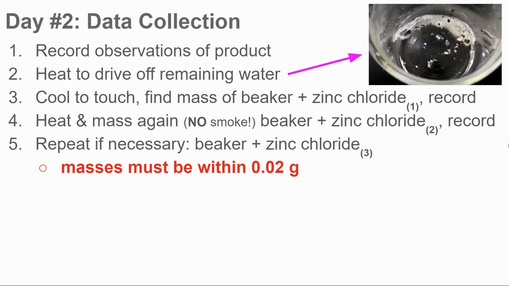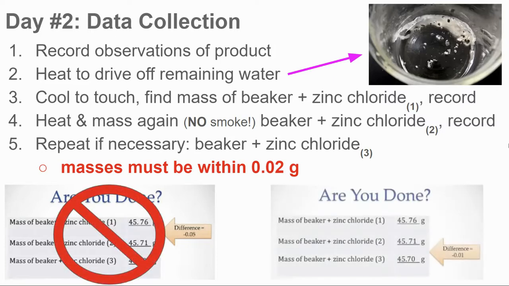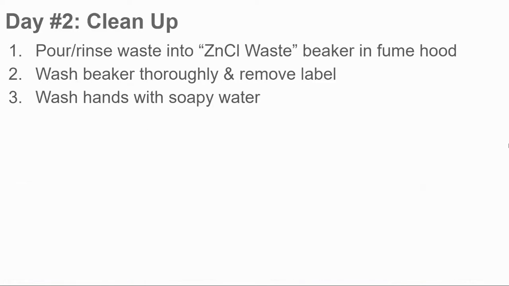of one another. So for example, if we look at these 2 data points, if the first 2 are a difference of 0.05, are we finished? The answer is no. We would need to do it again and then look at the third measurement, and you'll see that the difference is 0.01. So are we done? Yes, that sounds pretty good. Let's move to the next step.